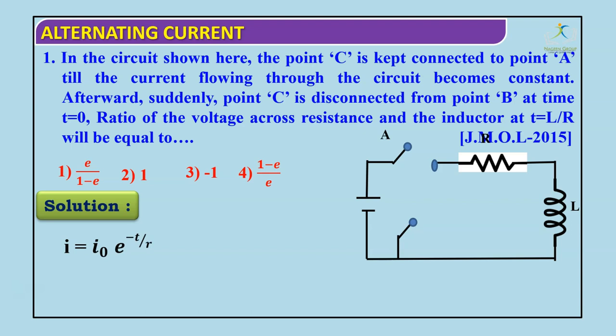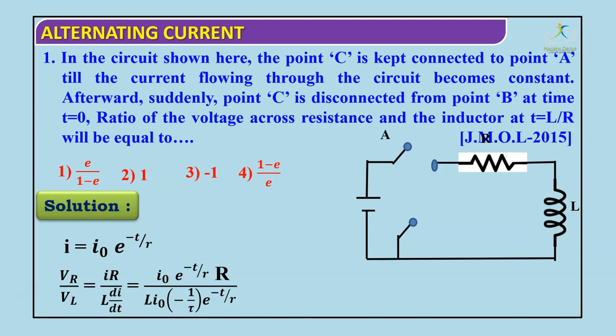I equals I naught e to the power minus t by (L by R). This is the value of the current during the charging or disconnection. So we know that VR by VL is equal to IR divided by L di by dt. If I put all these values in the terms, we get VR by VL equals minus R tau by L, and the value of this is minus 1. According to this, the correct answer for this question is minus 1.